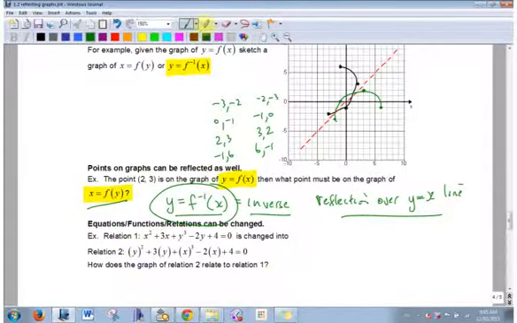Okay? So, some strange relation. If I show you this and say, this is what happened, then you tell me, hey, that must be inverse. Reflection over y equals x line. How does the graph of this relate to that? Inverse. Okay? Any questions?